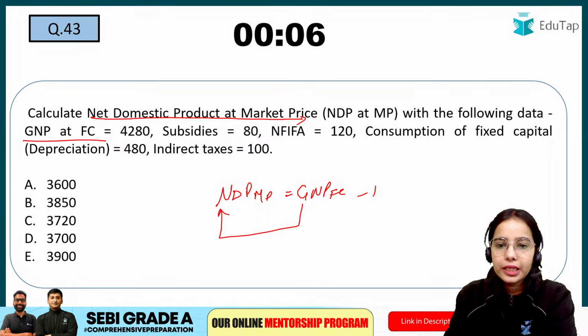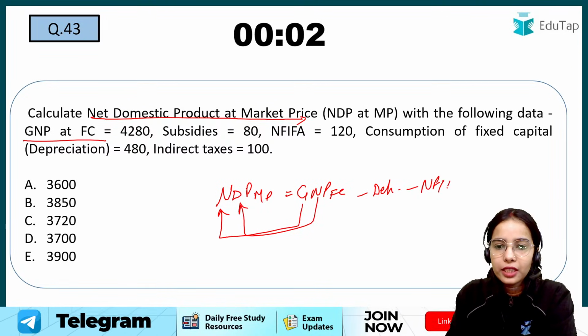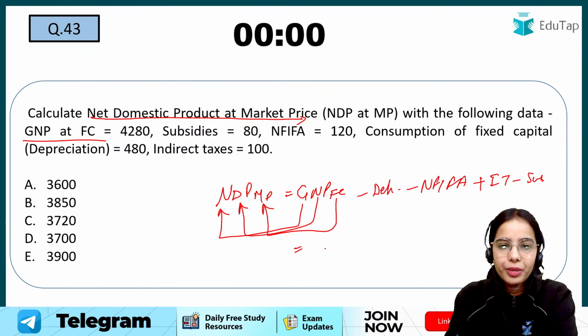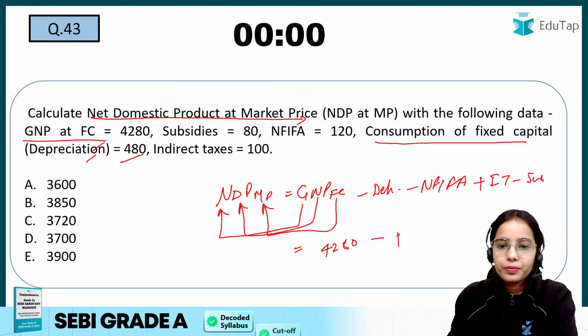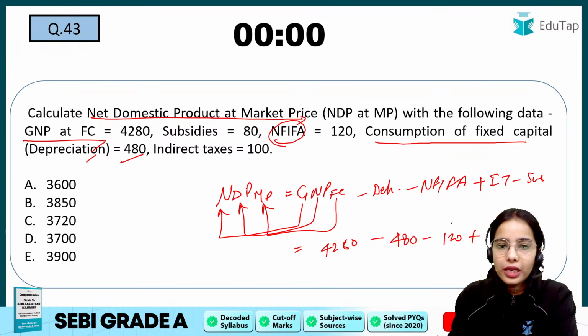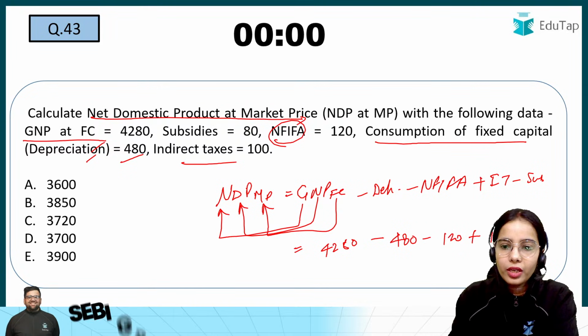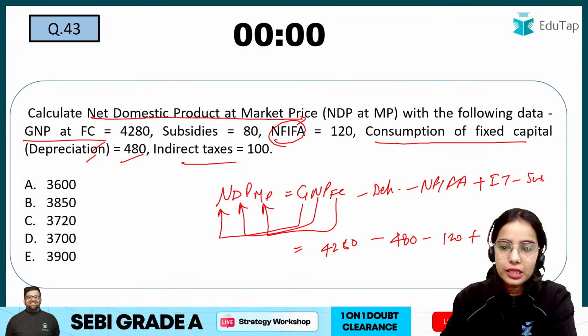Gross to net, deduct depreciation. National to domestic, deduct the net factor income from abroad. Factor cost to market price, add the indirect taxes, deduct the subsidies. So GNP at FC is 4280. Deduct the depreciation, consumption of fixed capital, 480. Deduct the net factor income from abroad, 120. Add the indirect taxes, 100. Deduct the subsidies, that is 80.